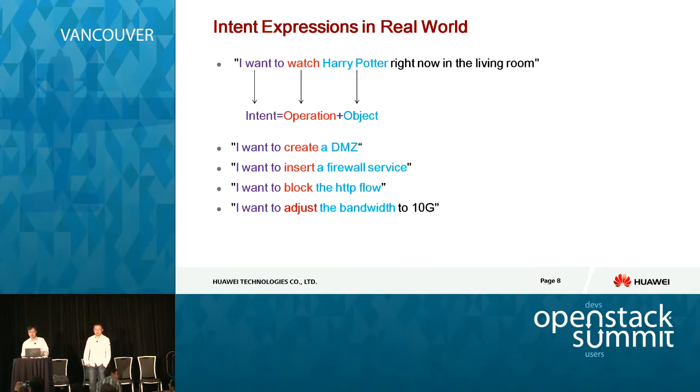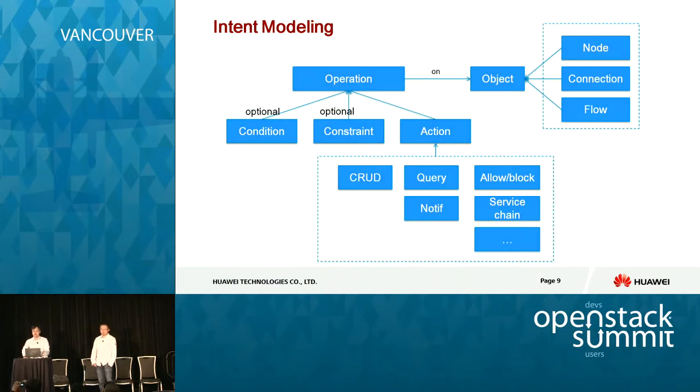To design the intent models, we can learn from intent expression in the real world. For example, one may have the intent that I want to watch Harry Potter right now in the living room. In this expression, intent is composed of operation and object. In the network and NFV domain, we also have similar intent expressions, say, I want to create a DMZ, I want to insert a firewall service, I want to block the HTTP flow, I want to adjust the bandwidth to 10 gig. And consequently, we get this general intent model.